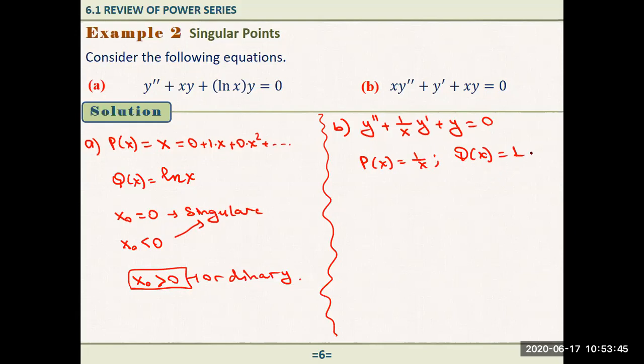And with this, we have no problem. It is analytic at any point. The problem is here. Right? So what is the singular point? Does it have any singular point? Yes. What is it? That x sub 0 equals 0. That is the singular point.